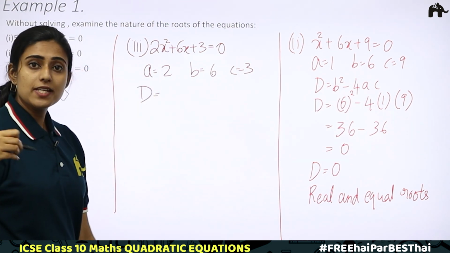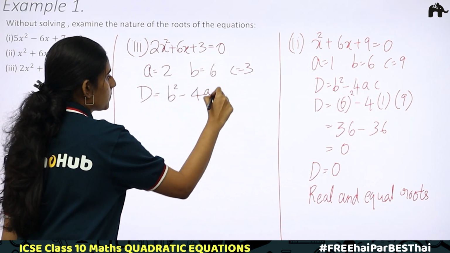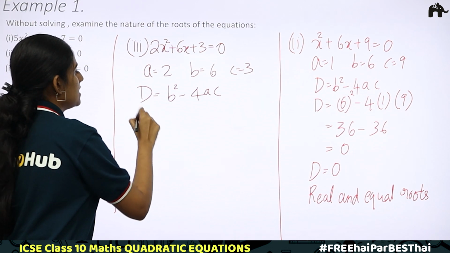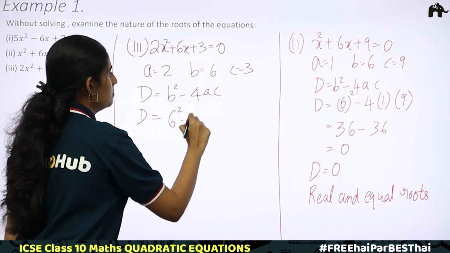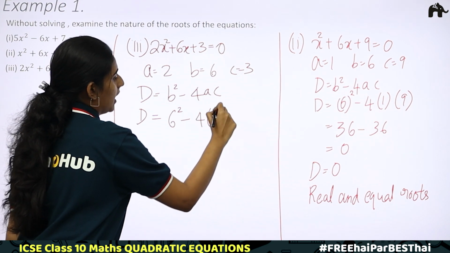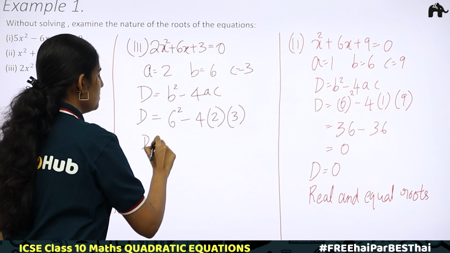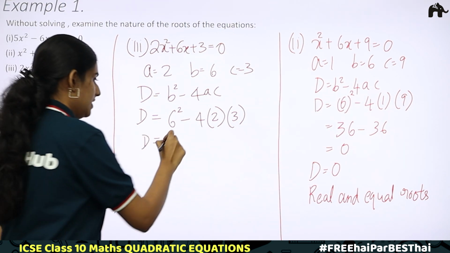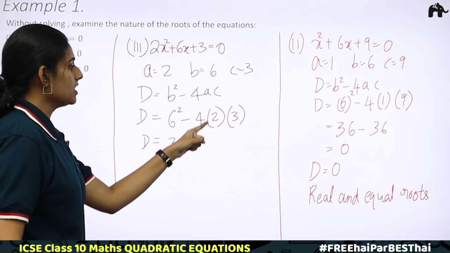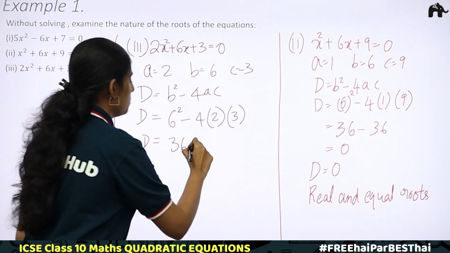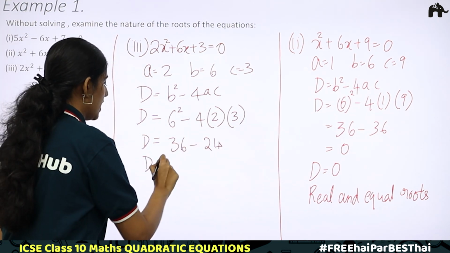Discriminant D is equal to B square minus 4AC. D is equal to, substituting the values, 6 square minus 4 into A is equal to 2 and C is equal to 3. Discriminant is equal to, what is 6 square? 36. 4 into 2, 8. 8 into 3, 24. Minus 24. 36 minus 24, you will be getting 12.